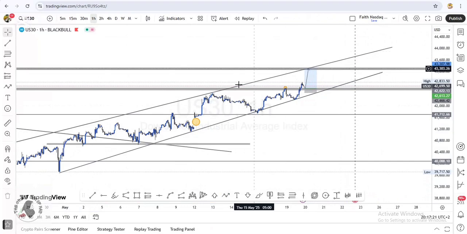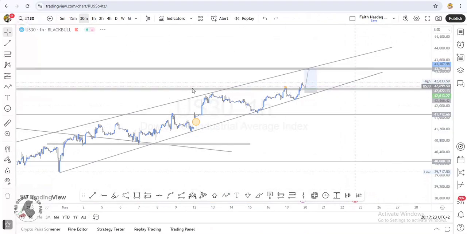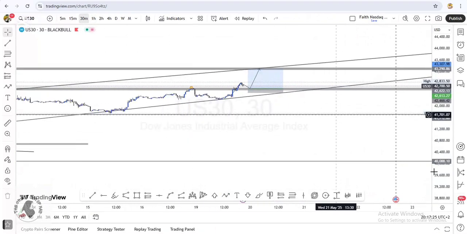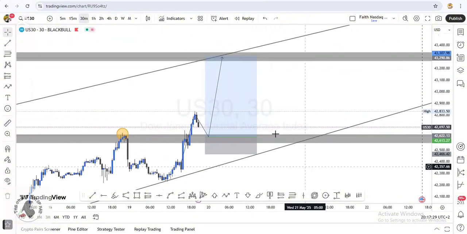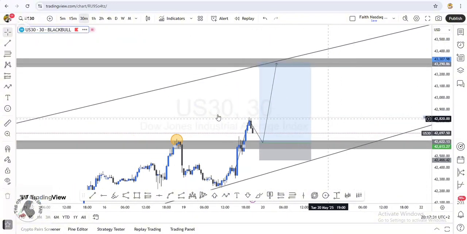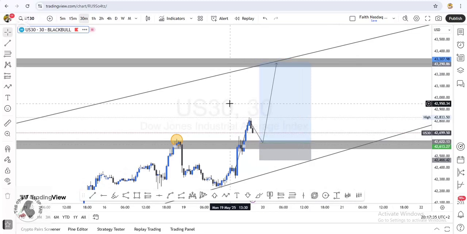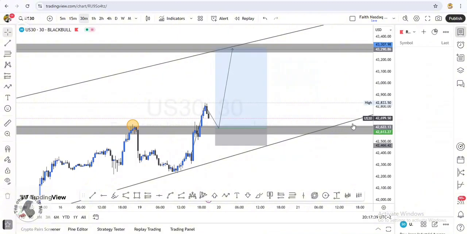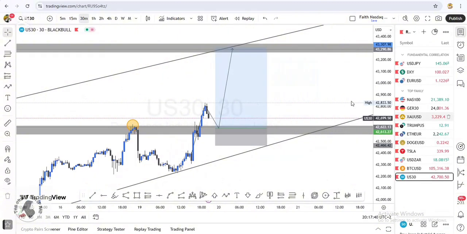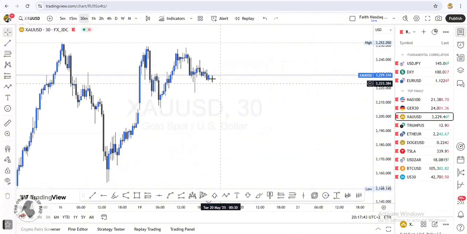So let's switch to the last one, which is German 30. So let's check German. You can see on the US30 we're waiting for it to reach this point in order for us to push with it to the top. So let's check gold. Sorry, I decided to add gold. So yeah, gold also respected.